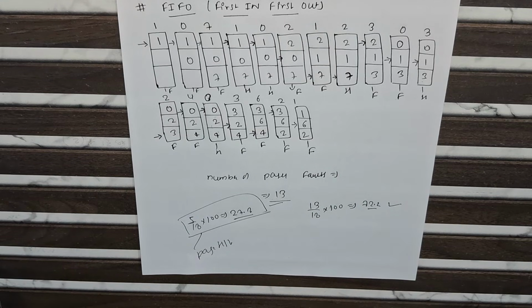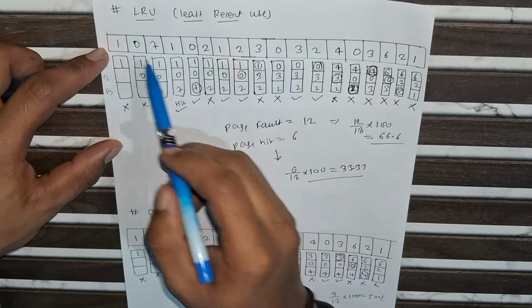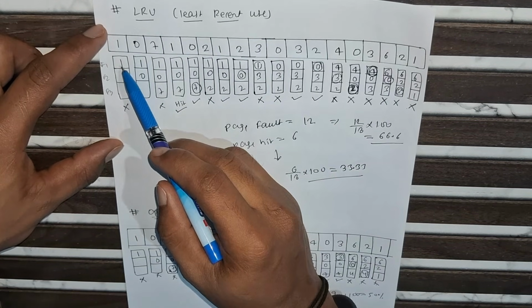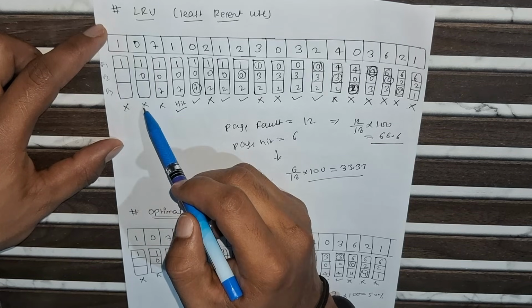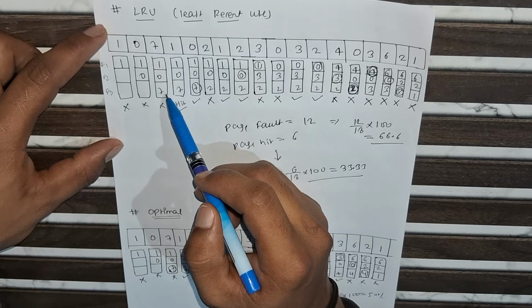So like this you have to calculate the FIFO. Now we are coming to LRU, meaning least recently used. These are the strings we are mentioning there, and these are the 3 frames. First we enter 1 in the frame. This is a fault, this is also a fault, and this is also a fault. So 1, 0, 7. Now we have to remove the least recently used string.